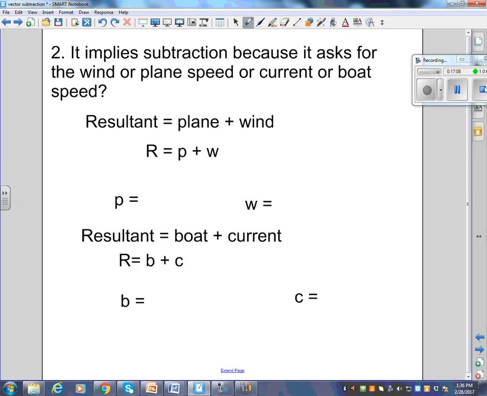Okay, here's the hard one. Now I realize I'm giving you a lot of information. Maybe your focus is waning a little bit. Focus in here, okay? It implies subtraction. That means that it doesn't come right out and say it. It just sort of is a hint. It implies subtraction because it asks for the wind or the plane speed or the current or the boat speed.